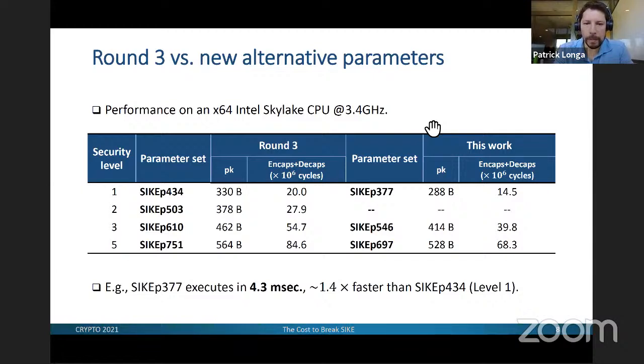in terms of bandwidth. And then we also show the performance in millions of cycles. Again, a very nice reduction. For example, for level 1, we show a speedup of about 1.4 times in performance, which is a very welcome speedup given that SIKE is relatively slow.